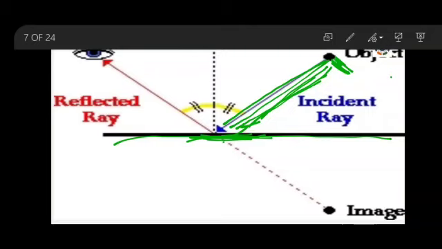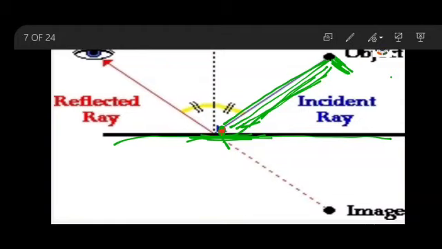Let's see the point of incidence. This is known as the point of incidence. It means the point at which the incident ray strikes the reflecting surface of the mirror is called the point of incidence. This is called what? Point of incidence.